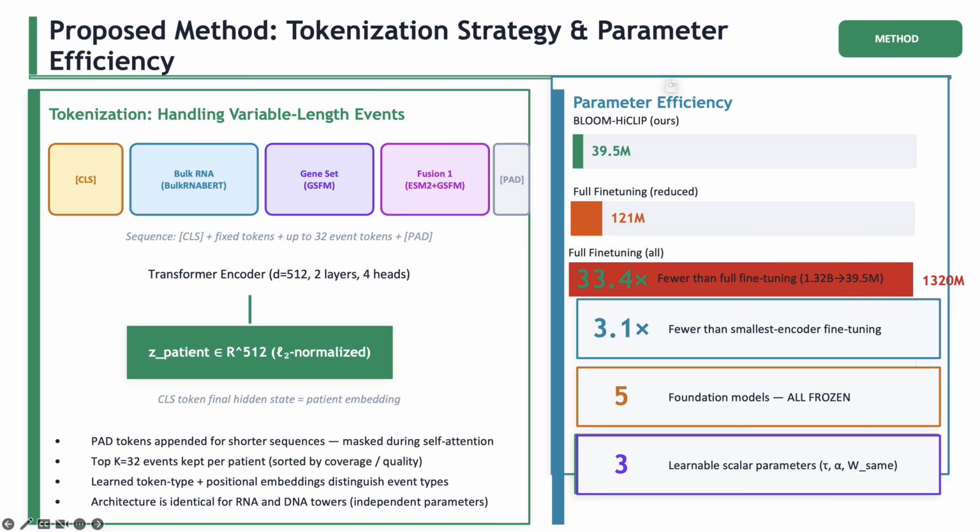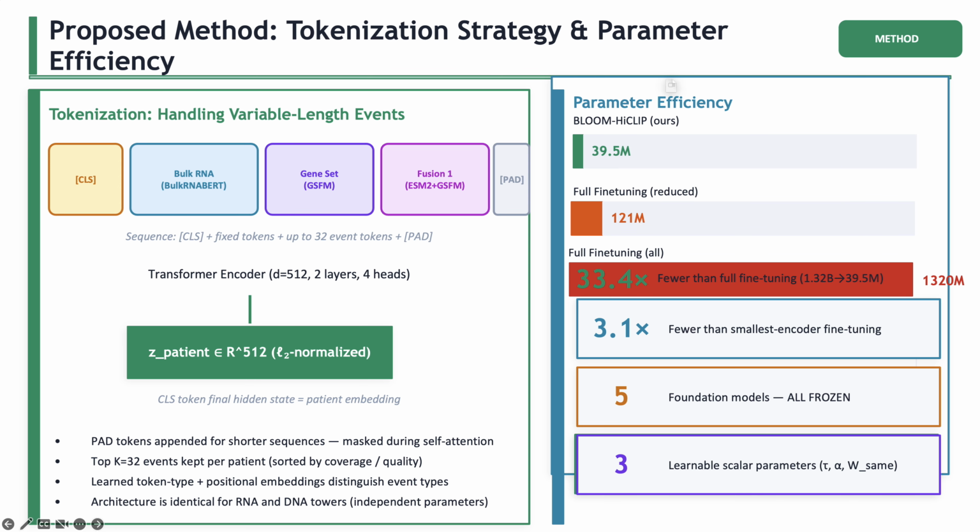Two more pieces before we get into results. The tokenization strategy on the left solves the variable length problem. You start with a CLS token, a learnable patient level summary. Then you add fixed tokens for bulk expression and then tabular features. Then you add event tokens for each fusion or mutation, up to 32 events per patient, kept in order of coverage. For a shorter sequence, you just add PAD tokens that are masked during attention. The transformer sees the whole sequence and the CLS token aggregates it all. Kind of clean and scalable.